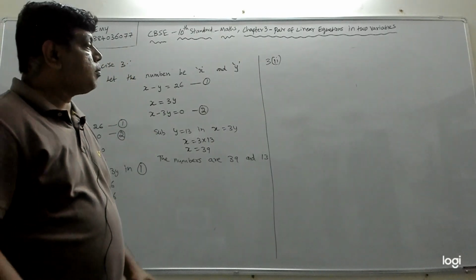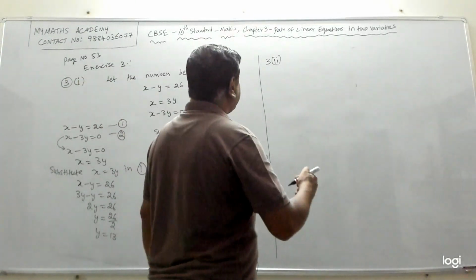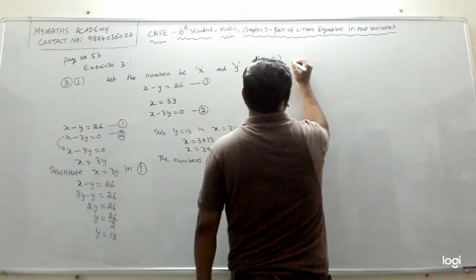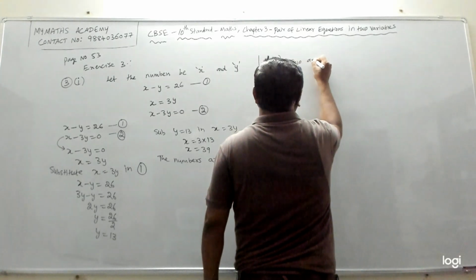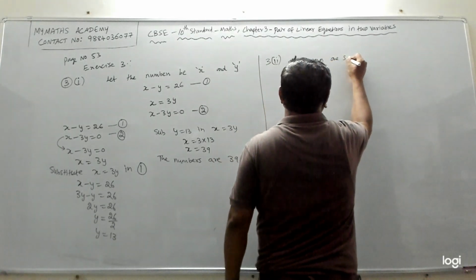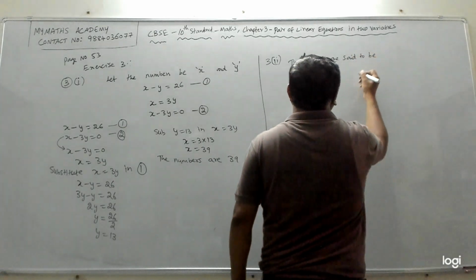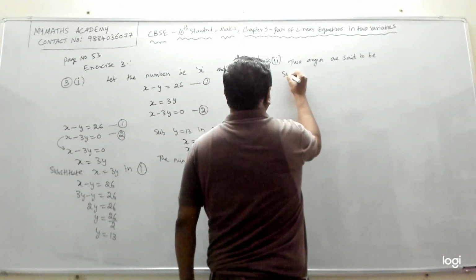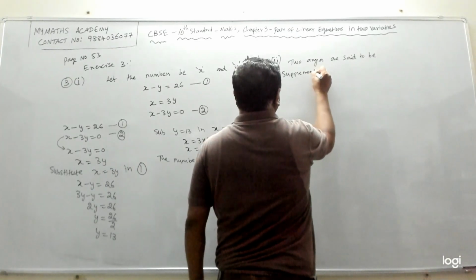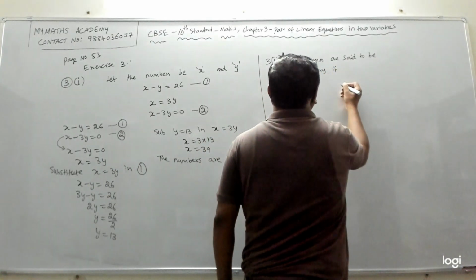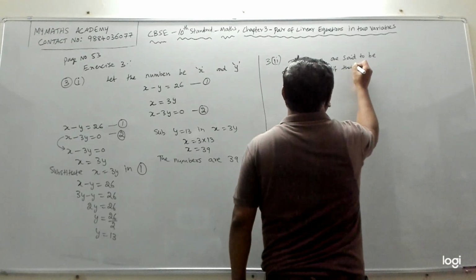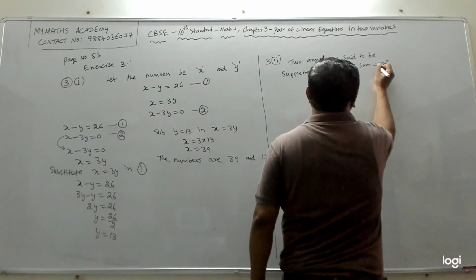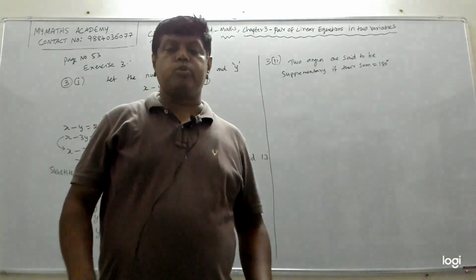So what is the meaning of supplementary angles? Two angles are said to be supplementary when the sum of the angles is 180. So two angles are said to be supplementary if their sum is equal to 180 degrees. If the sum of the two angles is equal to 180 degrees, then you call those two angles supplementary.